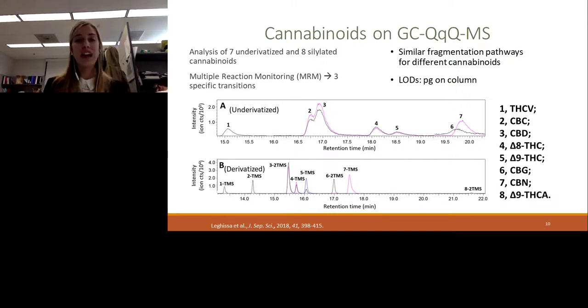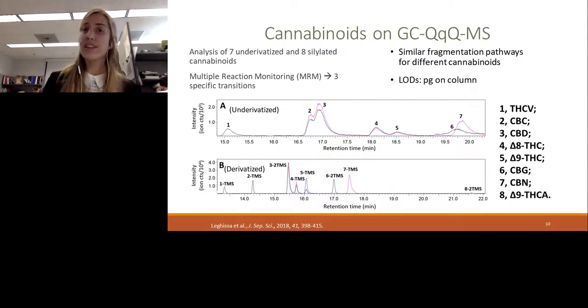Then we can notice how the retention time for each cannabinoid shifts, whether they are underivatized or silylated. For instance, cannabinol, that is number 7, when it's underivatized, so in its natural form, is going to elute at around 19.75 minutes, while once it's derivatized, it's going to elute at 17.5. And this is because the silylation not only protects the carboxyl group, but also lowers the boiling point.